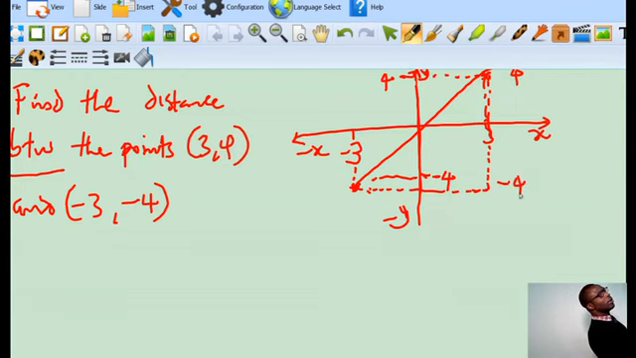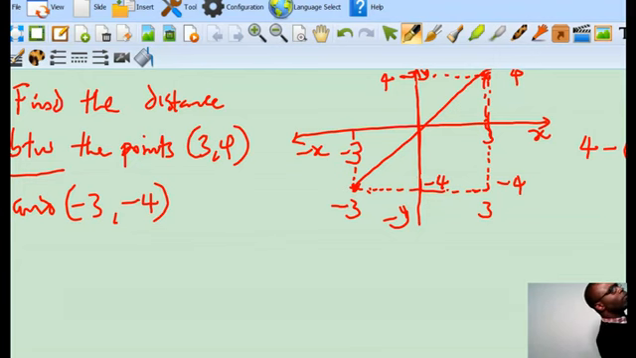Now, this is -3 here, and this is -4 here. Now, -3, and this is 3. What I'm trying to do is we must know the distance between these 2 points and the distance between these 2 points. Now, if this is -4 and this is 4, the distance between this 4 and here is 4 minus (-4), and that is 8.